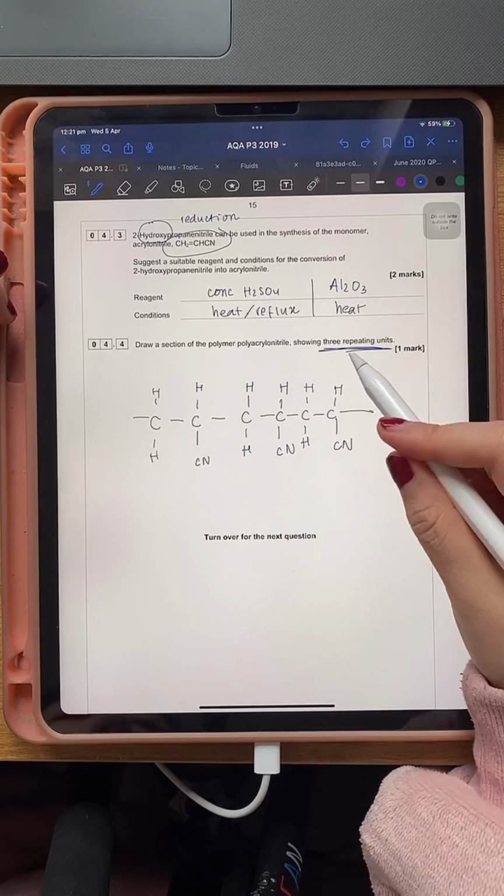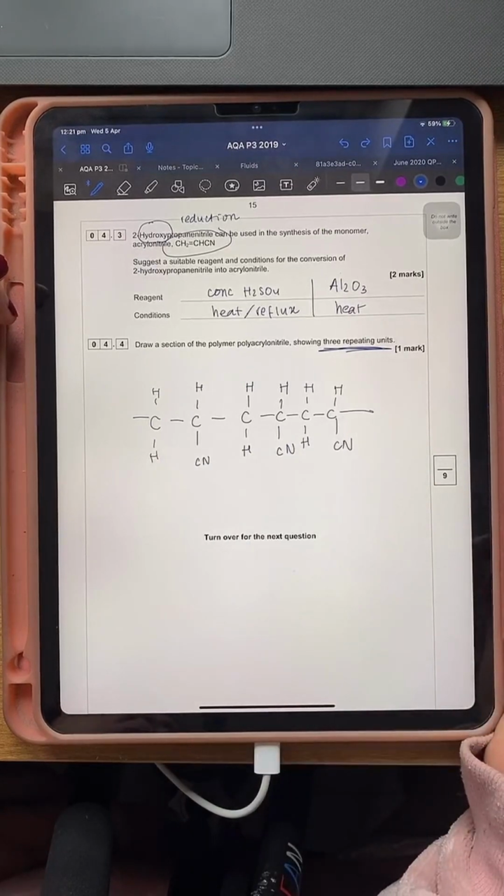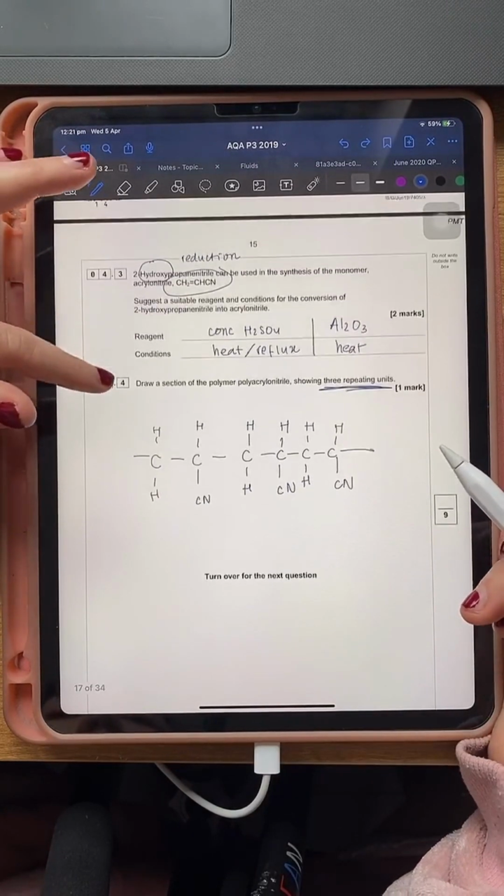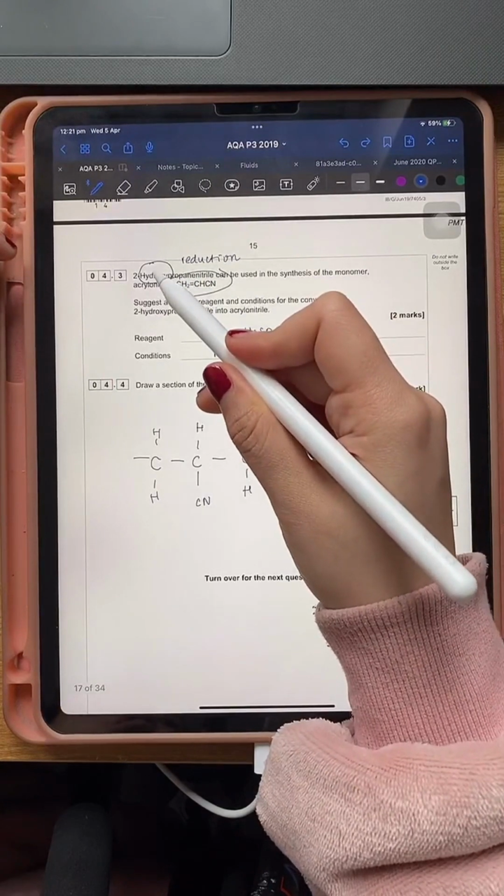It's reduction because you're getting rid of the OH. You're going from an alcohol to an alkene. That's a reduction process.